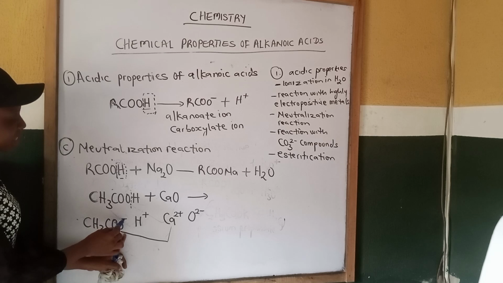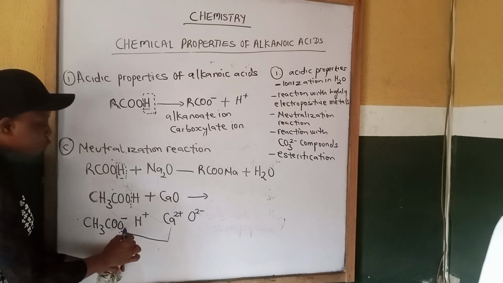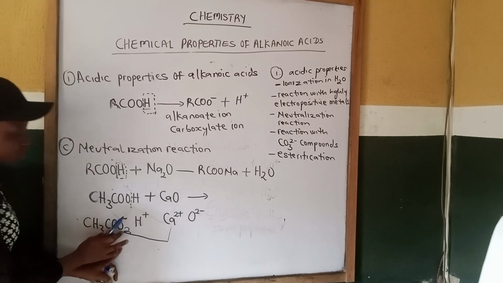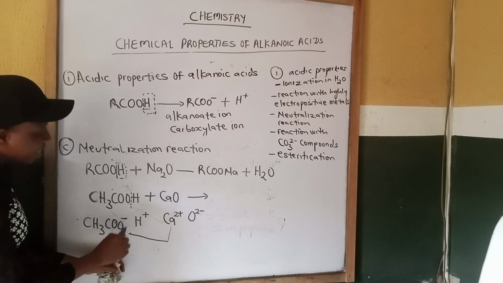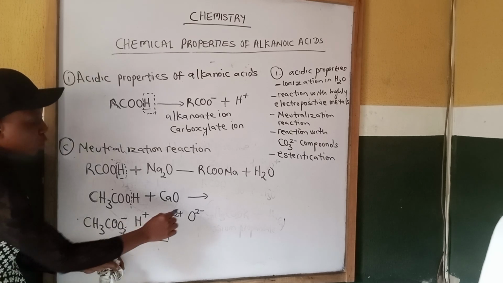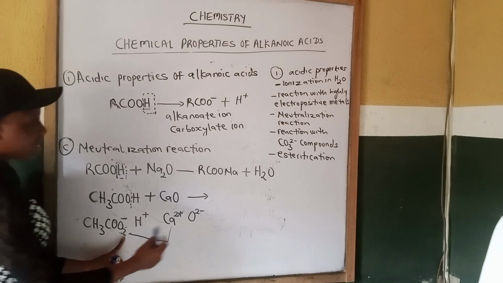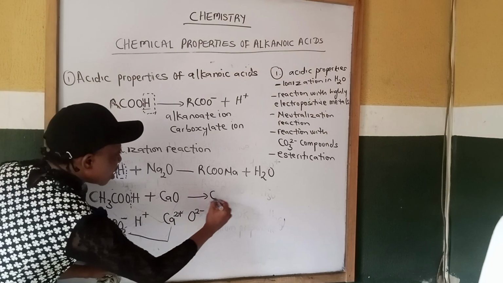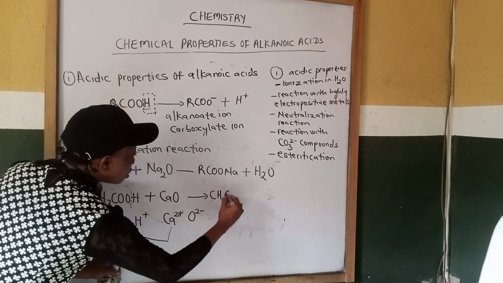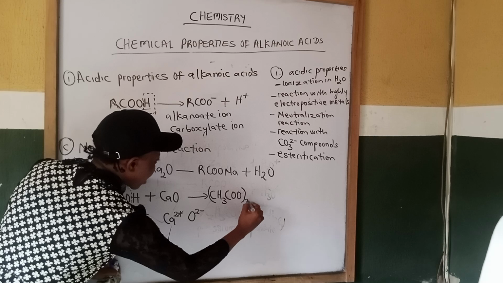Then on this negative we have -1, so -1 will not cancel +2. So we have to multiply this side by 2. When you multiply this one by 2, that will be -2, and the -2 will be able to cancel +2. The 2 will come together to give us CH3COO. Since they are together, you have to put in bracket 2.